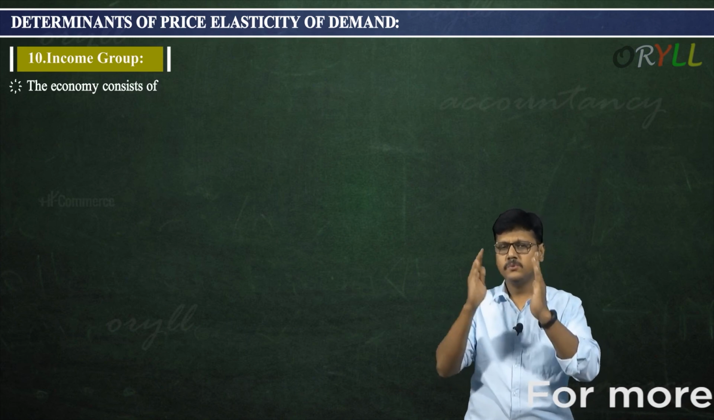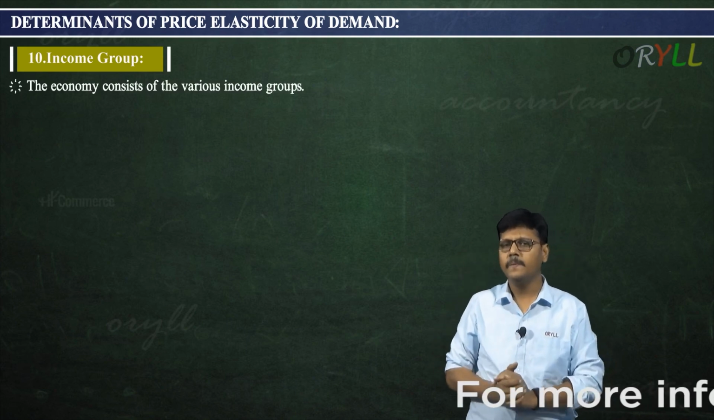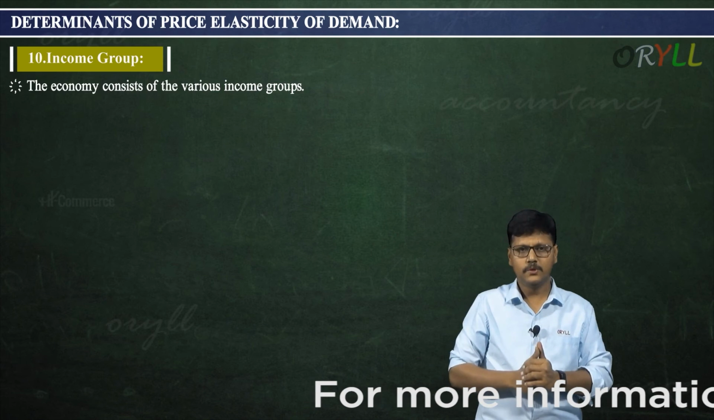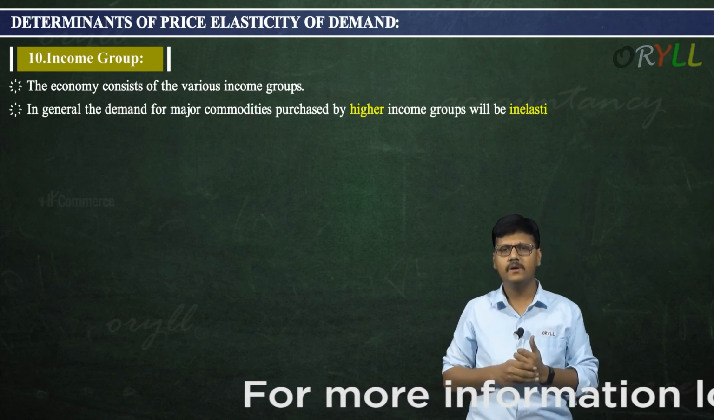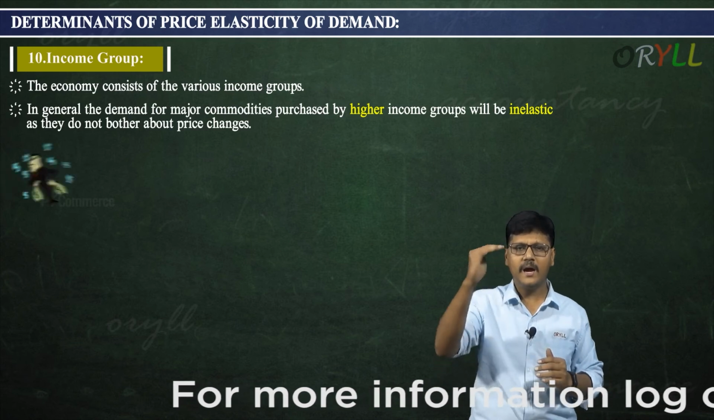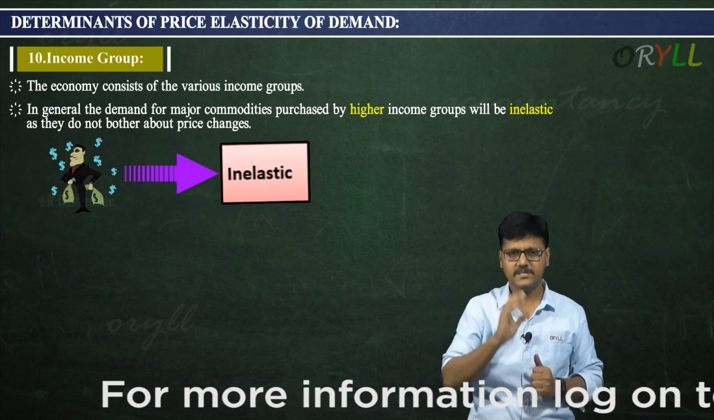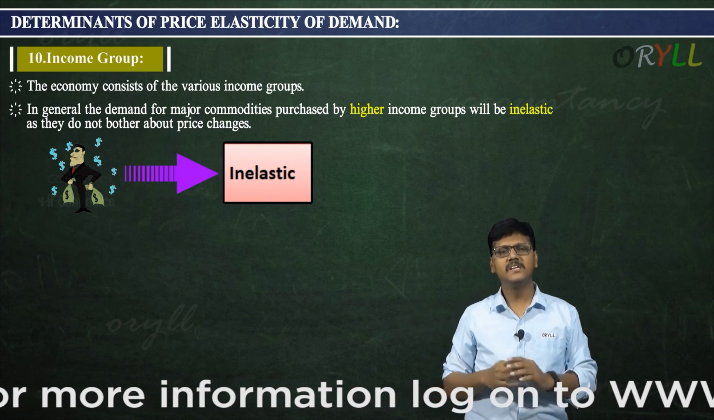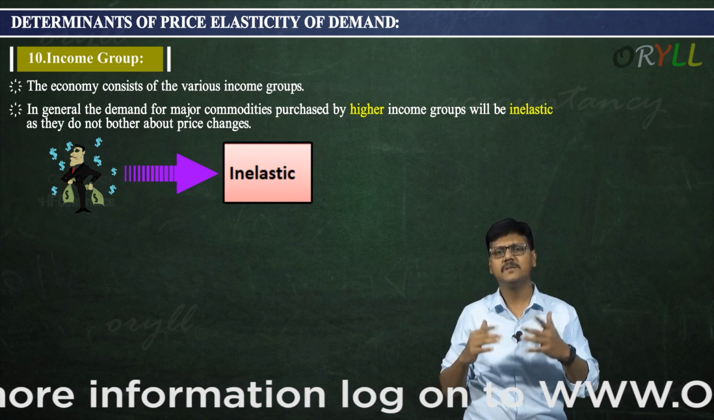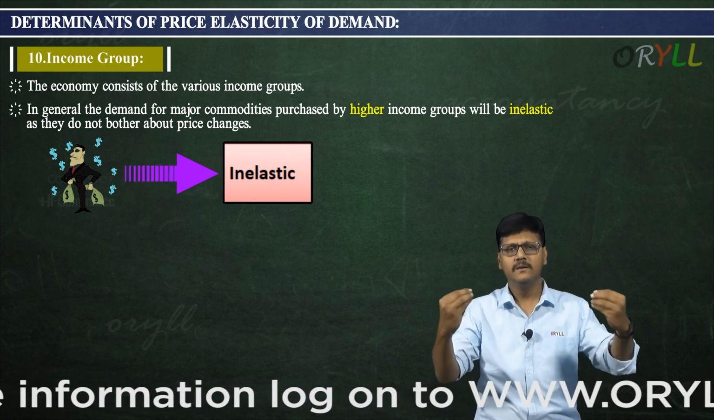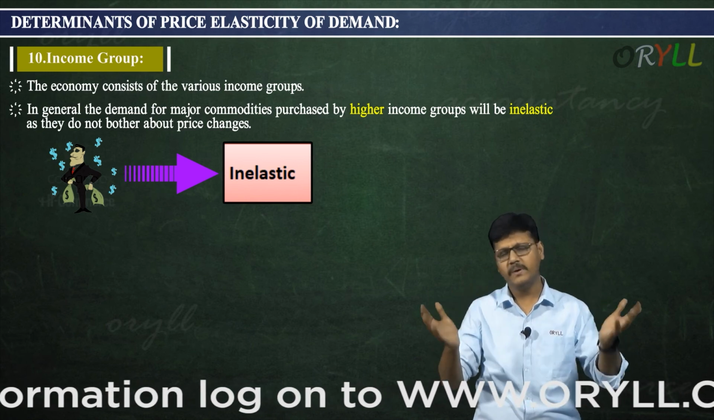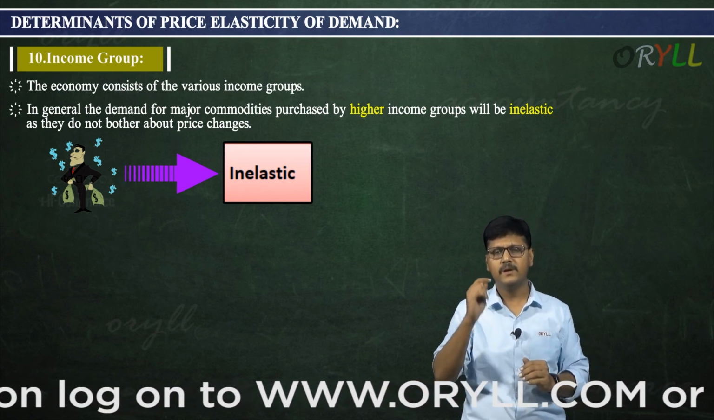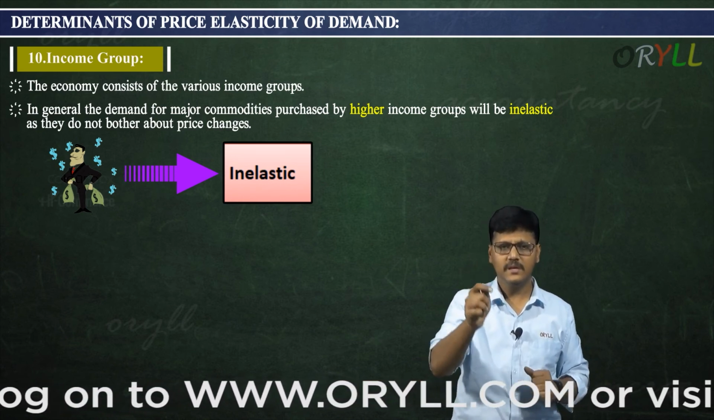People belong to different income groups. Therefore, the demand from these different income groups will be different. So in general, the demand for major commodities purchased by higher income group people will be inelastic, as they do not bother about price changes. See, rich people don't bother about any change in the price. That's why they will be continuing buying the same commodity. It doesn't affect these people.